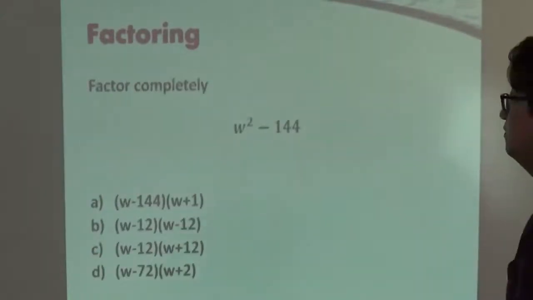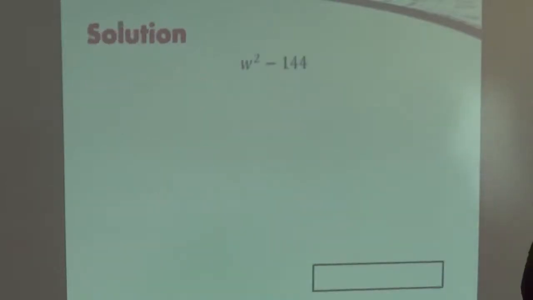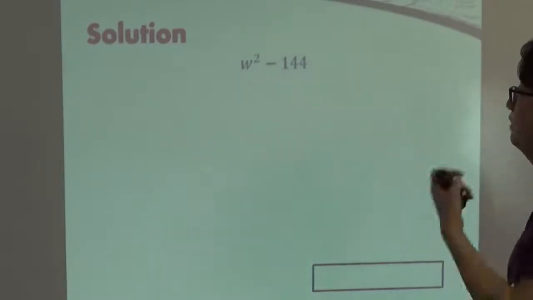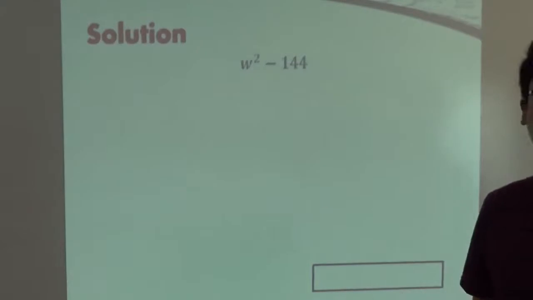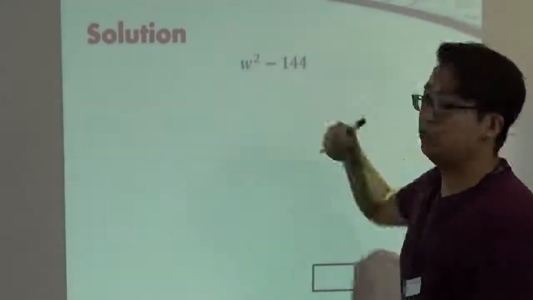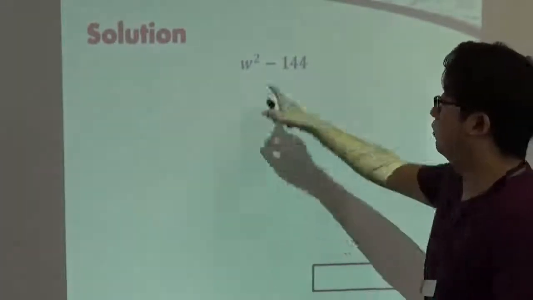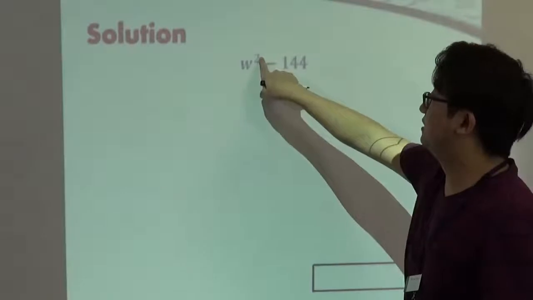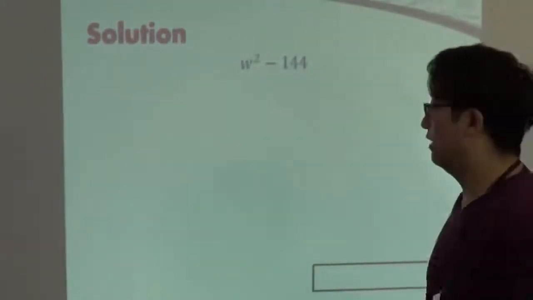Okay, again, factor w squared minus 144. So, question is, is this a quadratic equation? If you're more used to the quadratic equation, y equals ax squared plus bx plus c, in this case, you don't see that bx value, right? But this still is a quadratic equation. The reason it's a quadratic equation is because it's a squared here. It's a power of 2. That indicates that it's a quadratic equation.